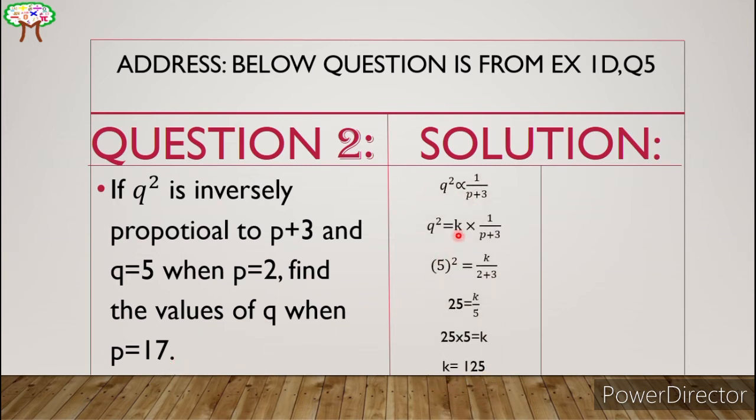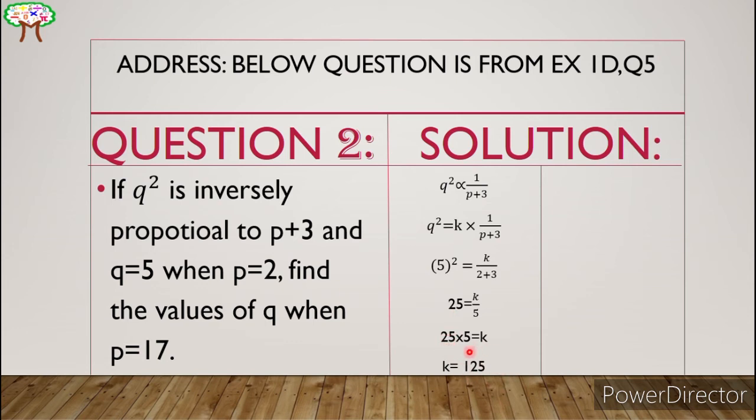So the solution is q square is inversely proportional to 1 upon p plus 3. Now q square is equal to k, means constant, multiplied by 1 upon p plus 3. Now q value is 5, so 5 square is equal to k upon 2 plus 3, because p value is 2. Now 5 square means 25 and 2 plus 3 is 5. So 25 is equal to k upon 5. Now 5 would come here, cross multiplication, then answer would come 125.